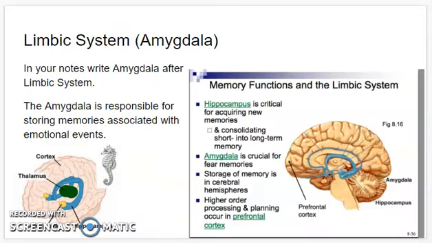All right. Now, on your paper, it says limbic system. I want you to write in after it in parentheses amygdala. All right. So it says right there in your notes, right? Amygdala after limbic system. I'm going to focus more on the amygdala than I am the limbic system itself. Your amygdala is responsible for storing memories that are associated with emotional events.